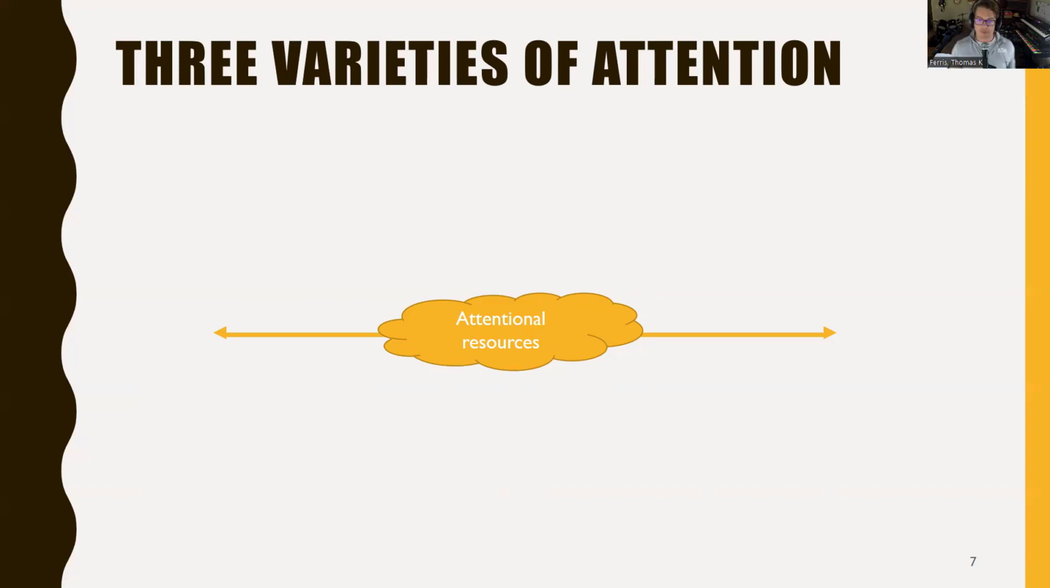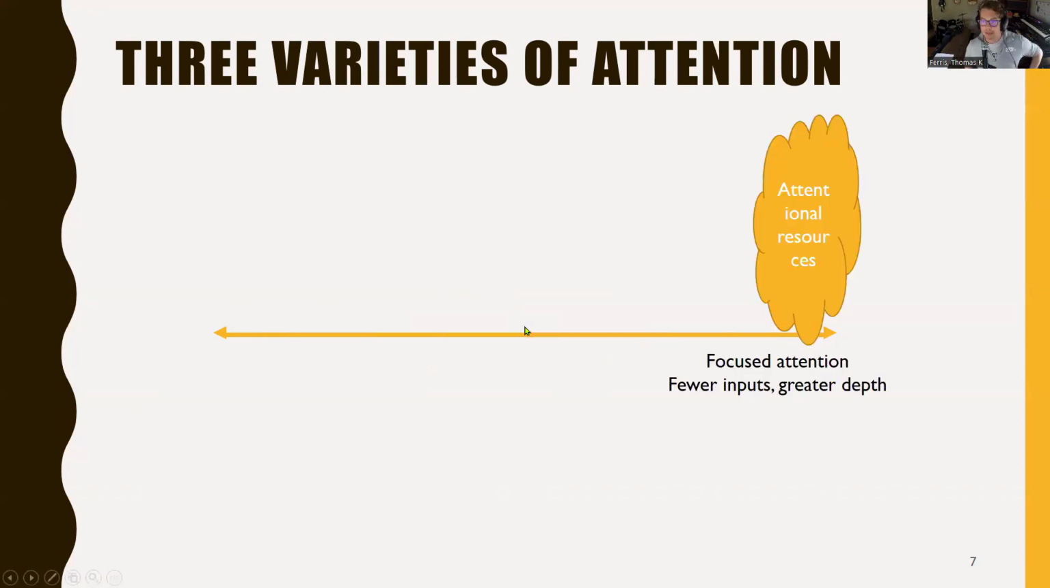And so you see I've got arrows here at either end of this. I want you to think of this representation as like a continuum with two extreme ends. So one is I'm focusing on very few things, but very deeply. I'm taking all of my attentional cotton candy, all of that energy, and I am giving it all, as much as I can, to this one task. So we call this focused attention.